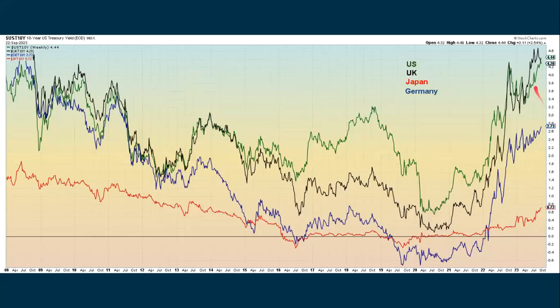This is interesting. Where the UK had the highest interest rates, we saw a shift as the US is now coming back up and the UK is coming down. So now the US is back in the lead, having the highest yields. And then we're seeing an increase in Germany and also a little bit of an increase in Japan.